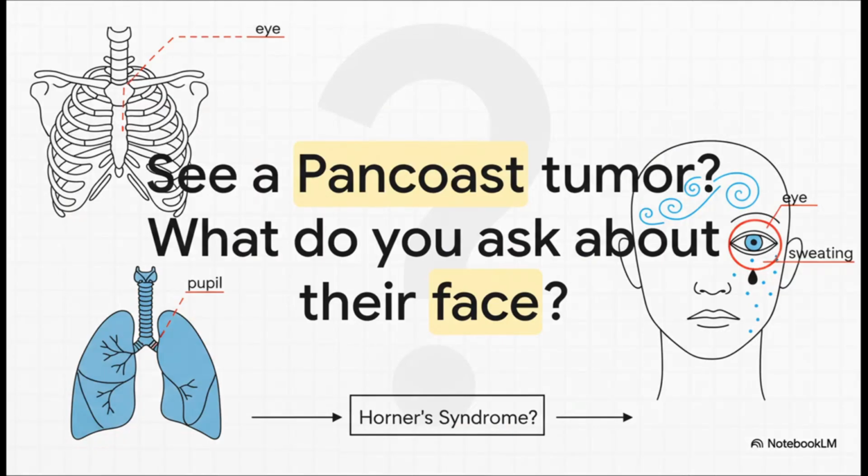Let's end with one final thought that really connects the dots across different systems. Imagine you identify a Pancoast tumor at the apex of the lung on an imaging study. Based on everything we've just reviewed, what specific questions should you now ask your patient about their eye, their pupil, and even the sweating on their face? The answer, of course, is that you're now actively looking for Horner syndrome. And that, right there, is the essence of applying integrated anatomy to your clinical diagnosis.